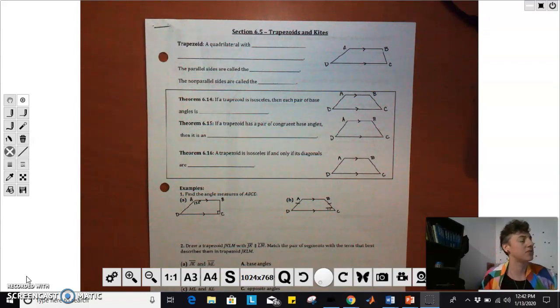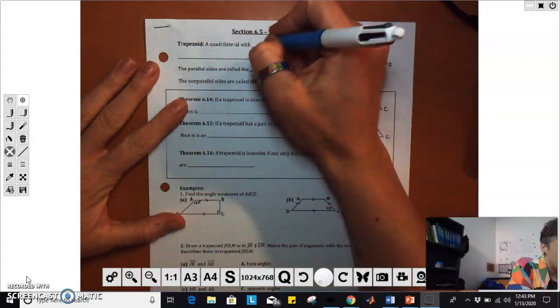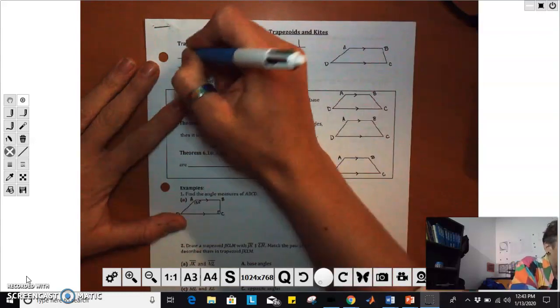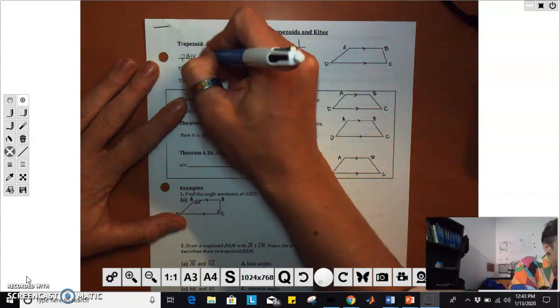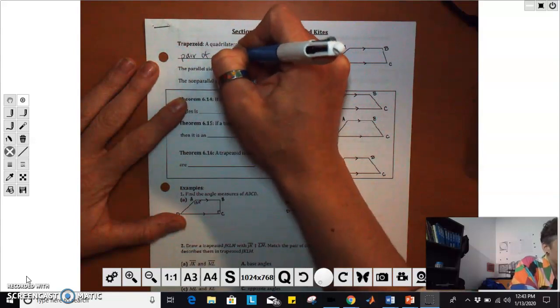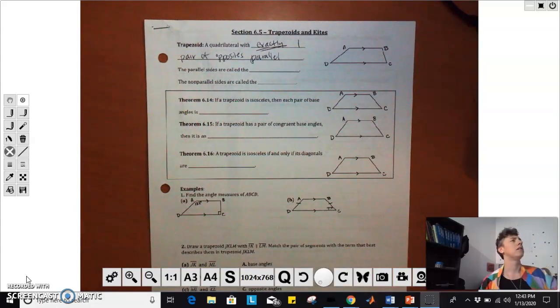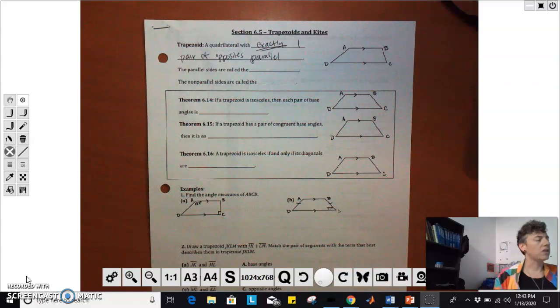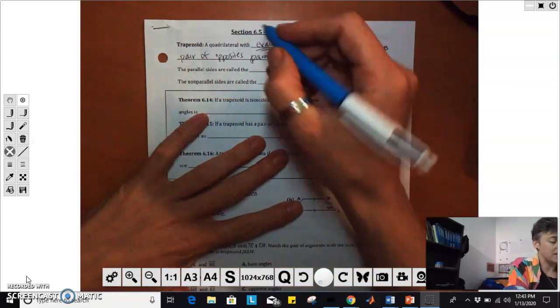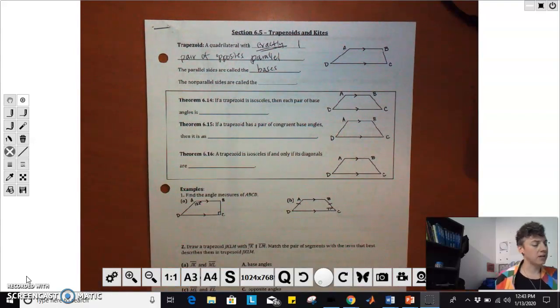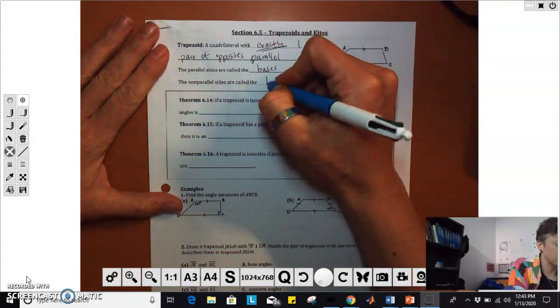Talking about trapezoids. A trapezoid is a quadrilateral with exactly one pair of opposite sides parallel. Okay. We call those parallel sides the bases, and the non-parallel sides are called the legs.